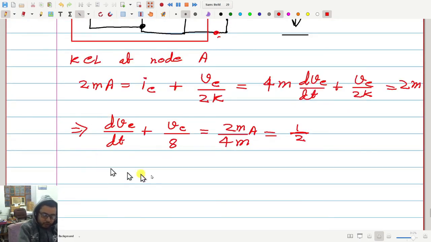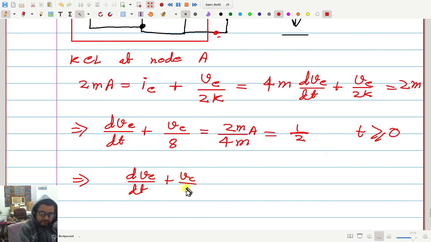Okay, so now you can solve this question again. How will you solve? You can multiply both sides with what? e to the power t by 8. So this equation is at any time t. This is true for t greater than or equal to 0.